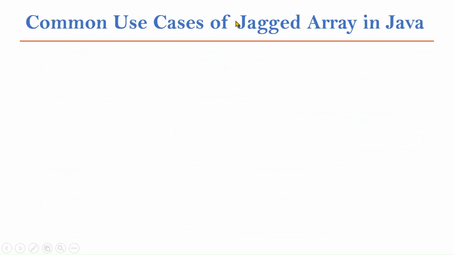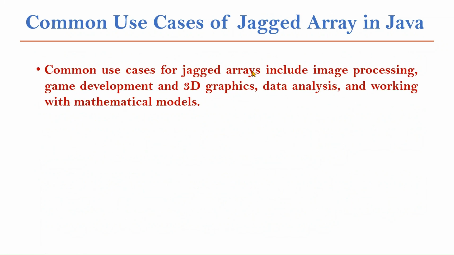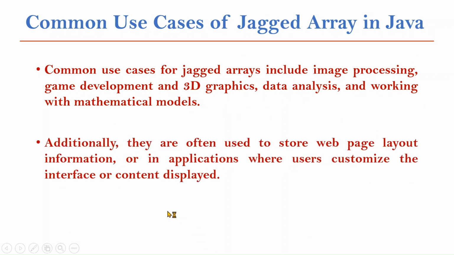Now, what are the common use cases or applications where we use jagged arrays? Common use cases for jagged arrays include image processing, game development, 3D graphics, data analysis, and working with mathematical models, etc. Additionally, they are often used to store web page layout information or in applications where users customize the interface or content displayed. So content-oriented applications can also be using these jagged arrays.